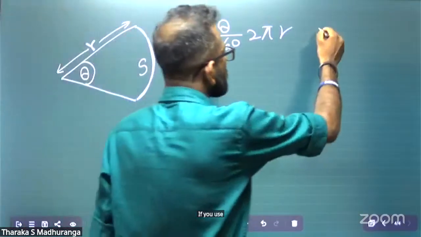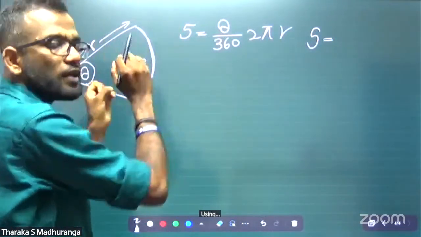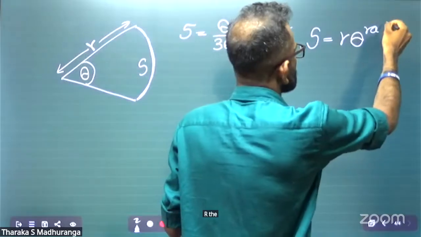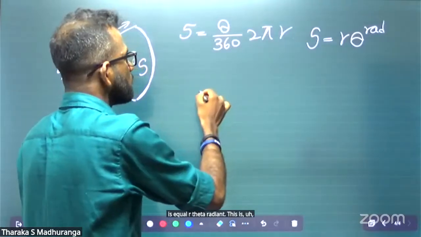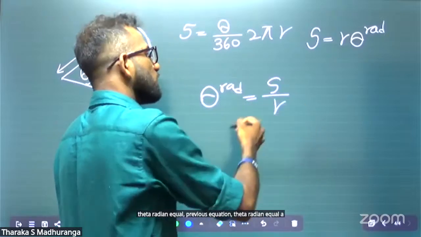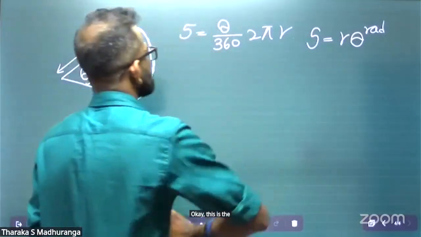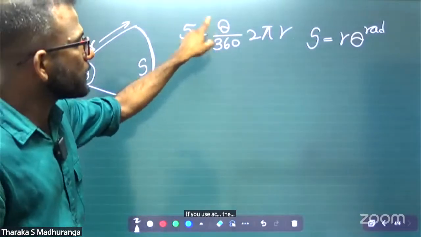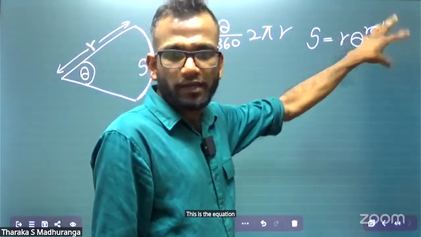If you use theta in radian to find arc length, then this is the equation: S equals r theta radian. This is how you get this equation. Theta radian equals S over r, then S equals r theta by cross multiplication. These are the two equations to get the arc length of any sector. If you use angle in degrees, this is the equation. If you use angle in radian, S equals r theta.